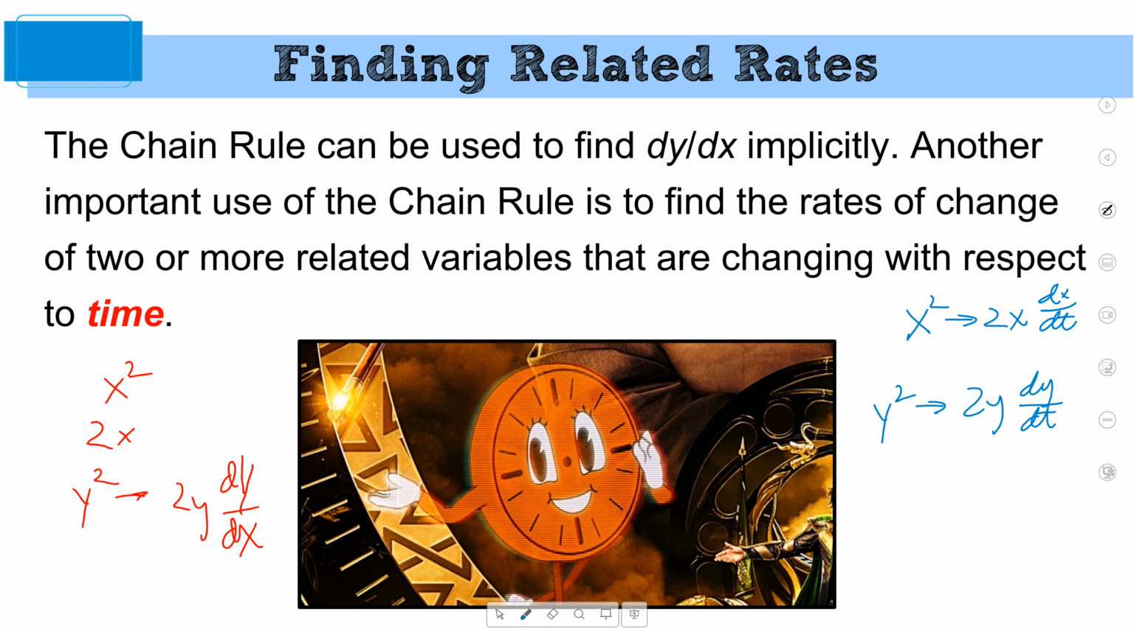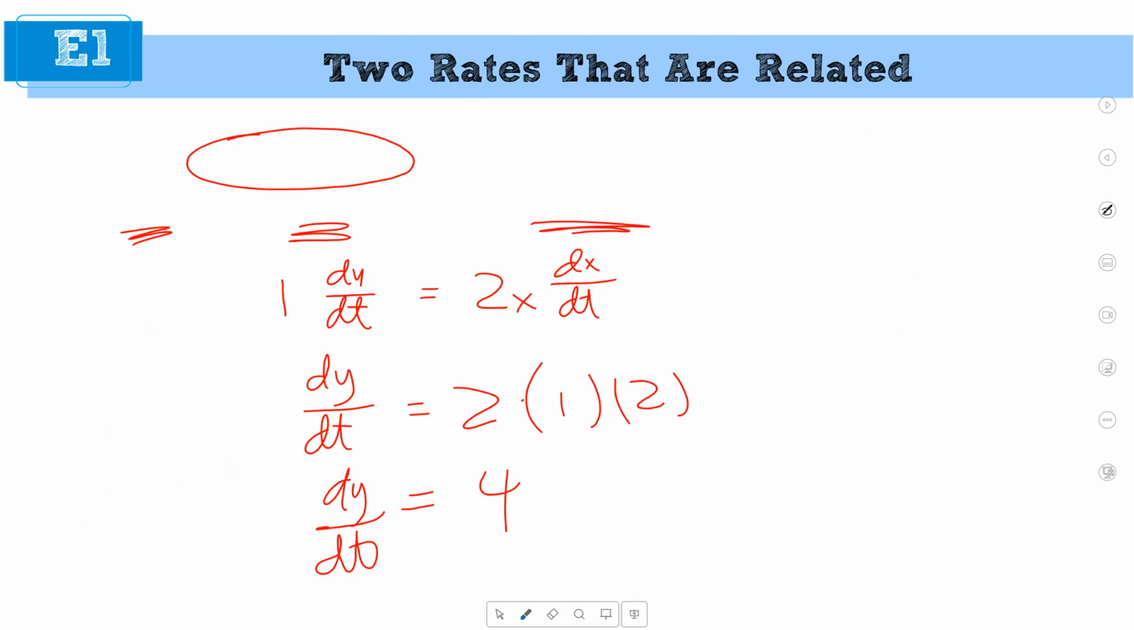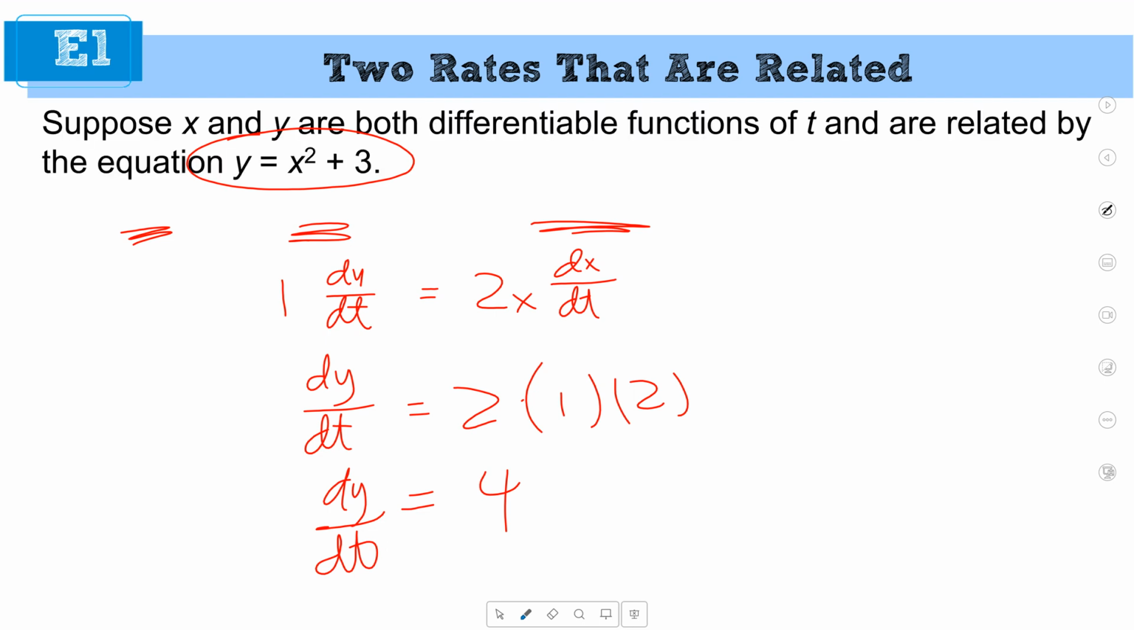So you're going to have a lot of these dy, dx, dt things popping up all over the place. The best way to do this is to dive into it using the 9 steps. So here they are.